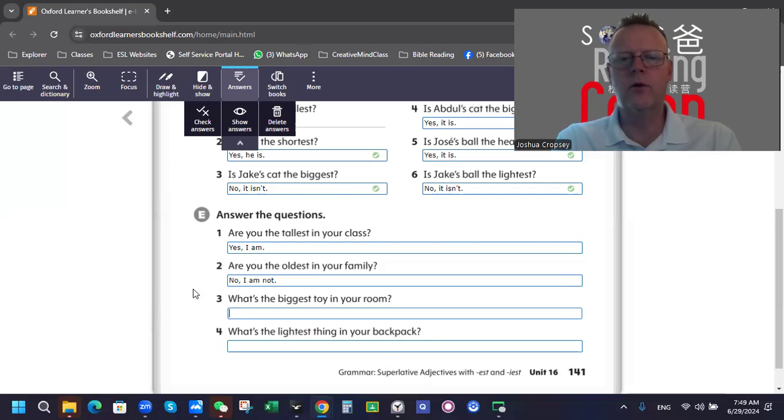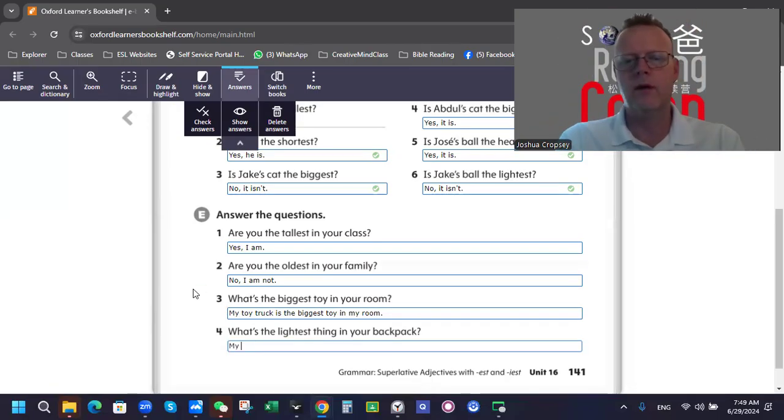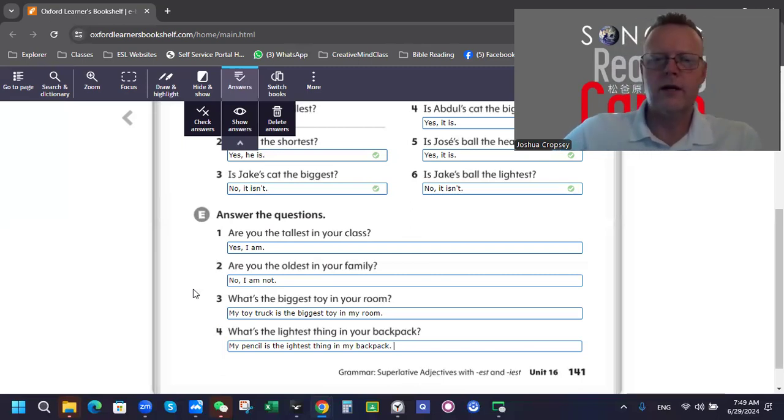What's the biggest toy in your room? My toy truck is the biggest toy in my room. Of course, yours is going to be different, probably. What's the lightest thing in your backpack? My pencil is the lightest thing in my backpack. Okay. Oop, not a question mark. There we go. All right.